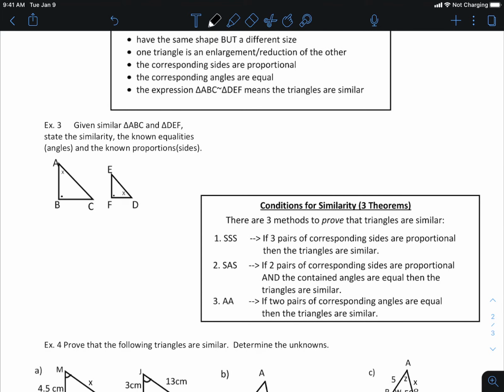So here are 2 triangles that would be considered similar. Okay? You can see angle A is equal to angle D. Okay? Angle B is equal to angle F. And angle C is equal to angle E.